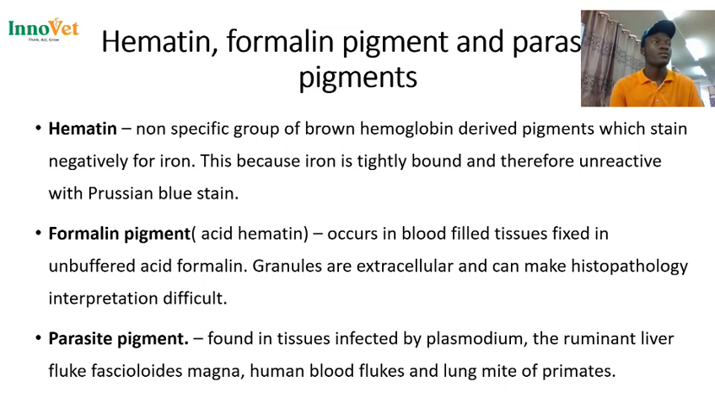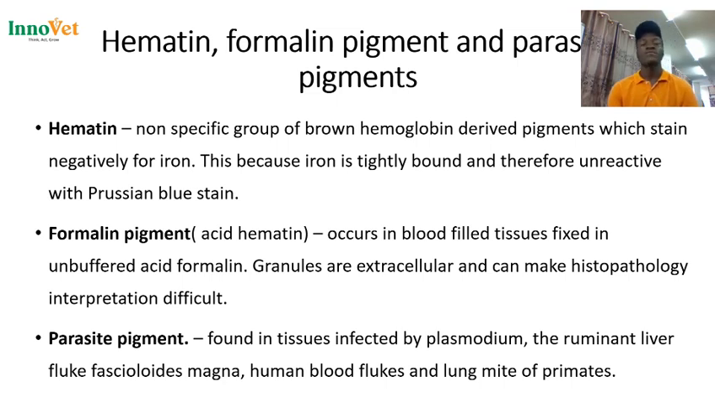Then we have another pigment which is called formalin pigment or acid hematin. This one occurs in blood-filled spaces and tissues fixed in unbuffered acid formalin. The granules are extracellular and can make histopathology interpretation very difficult, because of these granules being extracellular.